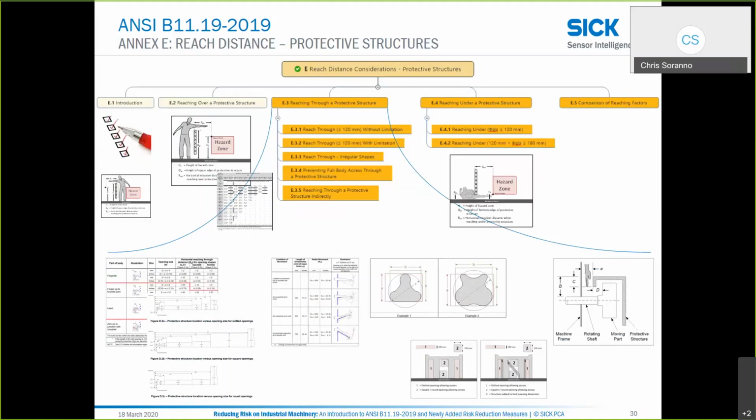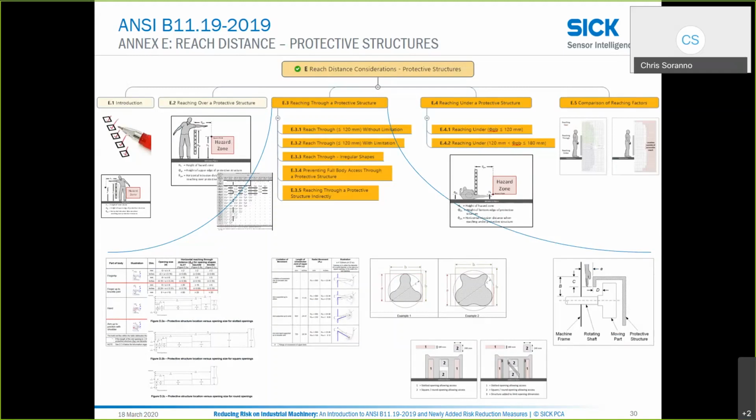A new concept also added that's, I think, new within industry globally is reaching under the guards with the arm. As I mentioned before, there's a maximum gap of 7 inches, which was a vertical measurement, but it never correlated to the horizontal distance to make sure the hazard couldn't be reached. So there's guidance for that as well.